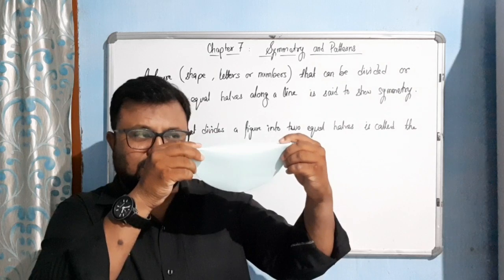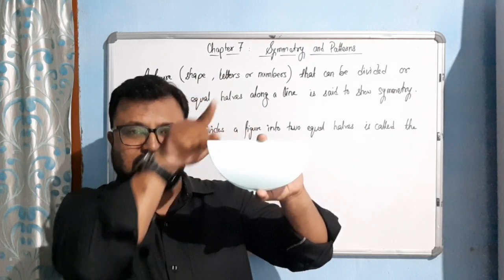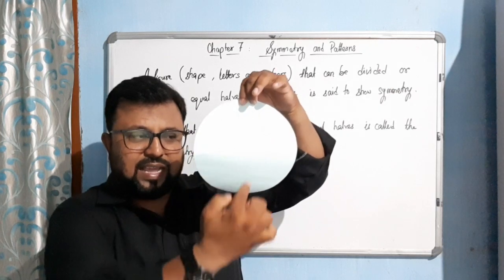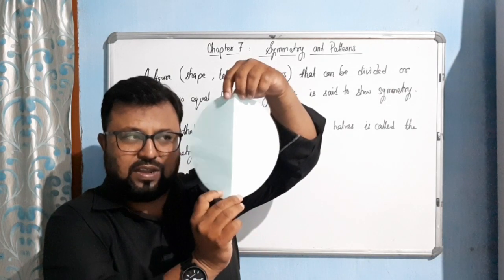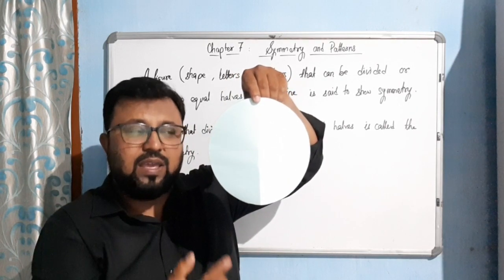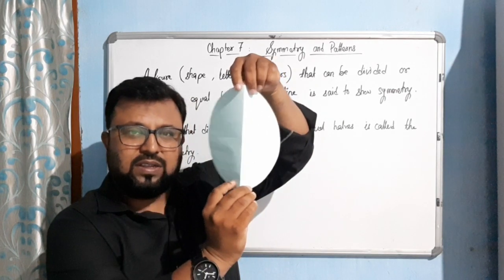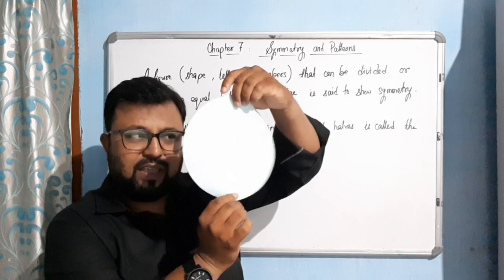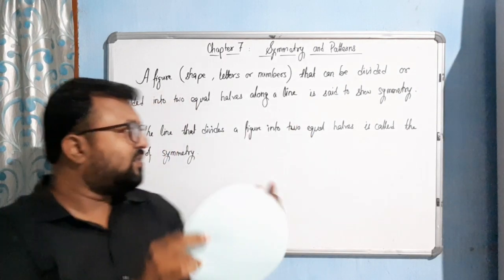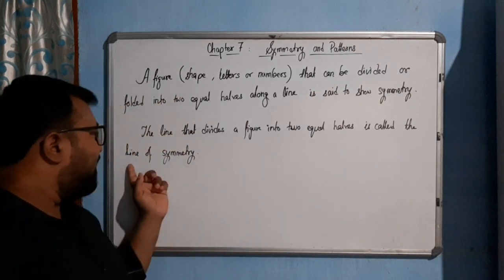Or if I fold like this also, you can see that this lower part has covered the upper part of the circle, so it is also a symmetrical half. And this is the line I'm using to divide the figure into two equal halves, and this line is known as the symmetrical line. Why? Because it divides the shape into two equal halves. That's why it is known as the line of symmetry. In this figure you can see that this is the line of symmetry. So the line that divides a figure into two equal halves is called the line of symmetry.